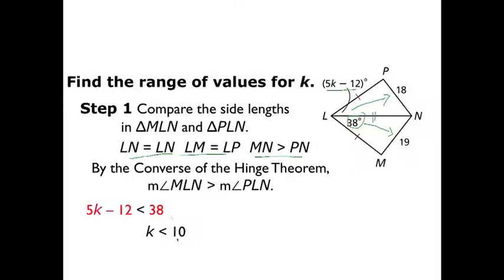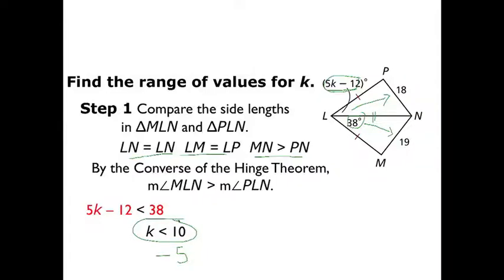But what we have to keep in mind here is there's a lot of numbers less than 10. Let me give you an example. Negative 5 is a number less than 10. If I plug negative 5 into 5k minus 12, I'd have 5 times negative 5, which is negative 25, minus 12, which is negative 37, and I would be saying that this angle is negative 37 degrees. Well, we can't have a negative angle in a triangle. So I can't just simply say that k is less than 10. If I do, then I'm bringing in a lot of negative angles into this problem.